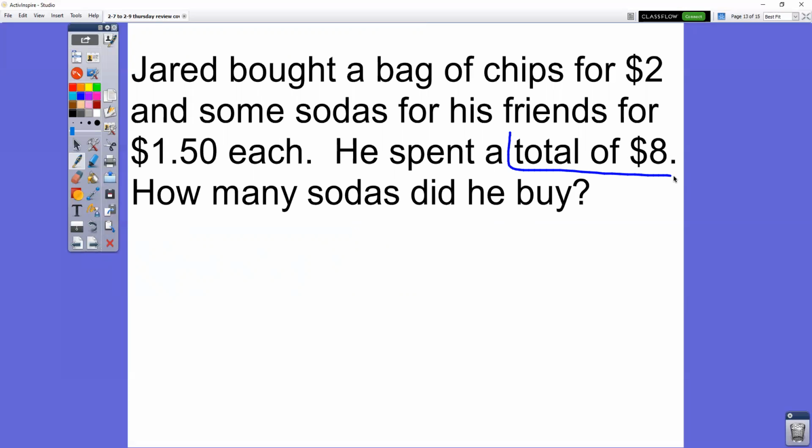I, again, always like to start off with the total, all right? It's a total of $8. He bought a bag of chips for $2, and he bought some sodas for $1.50 each. That word each or the word per means that we're multiplying. So $1.50x. That would be your equation. If you wrote it as 1.50x plus 2, that's the same thing.